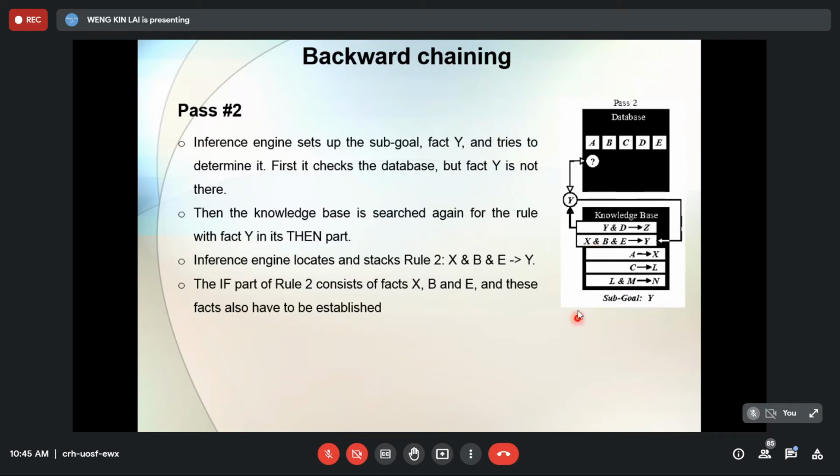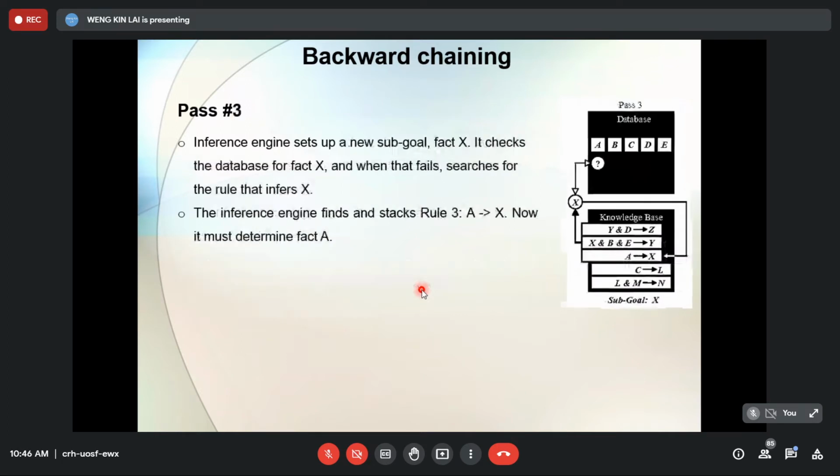Do I see that here in my database? I don't see it, right? I will put it aside and then I will find the facts, so I will now have X as my sub goal, to find the rule that has X as the action part or the consequent part. So I go to pass number 3, the third round, third cycle.